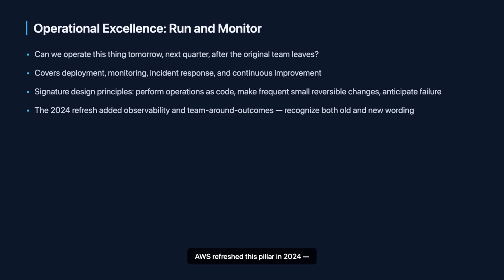Amazon Web Services refreshed this pillar in 2024. Operations as code became safely automate where possible, and they added principles around observability and organizing teams around business outcomes. Exam materials reference both wordings, so recognize the old phrase and the new one.